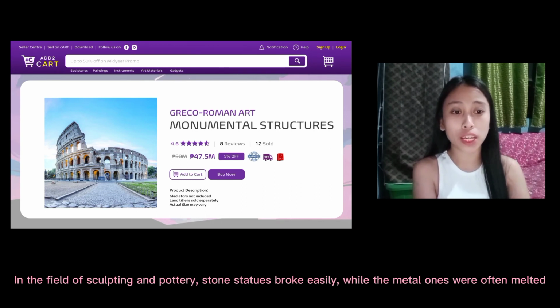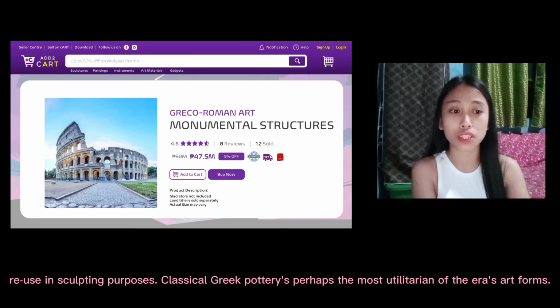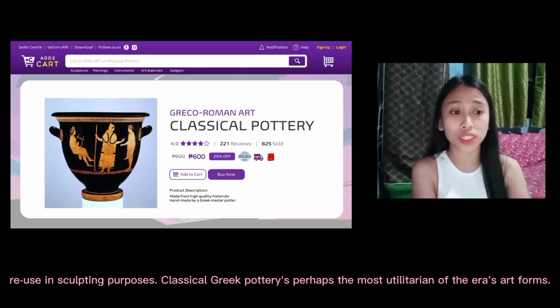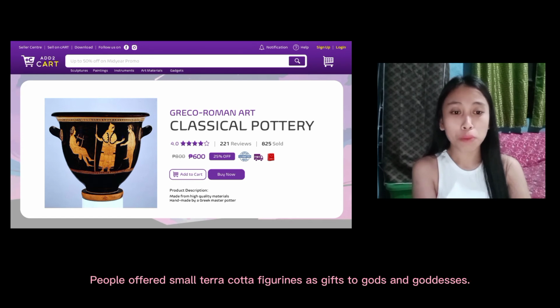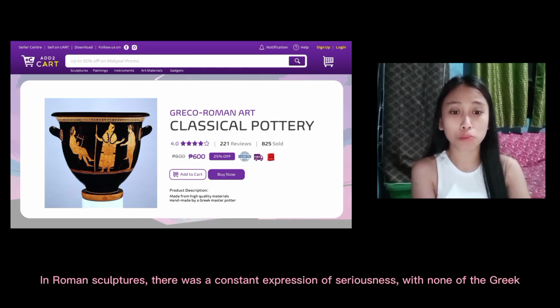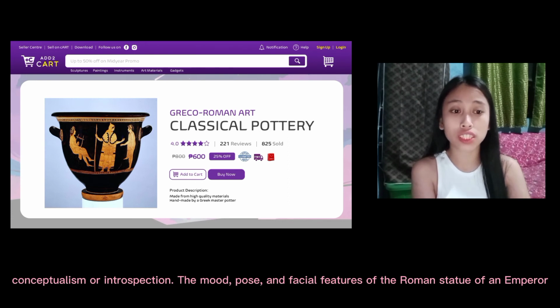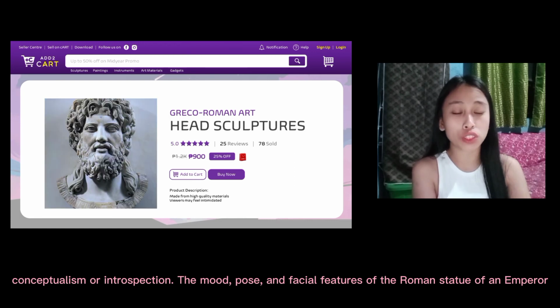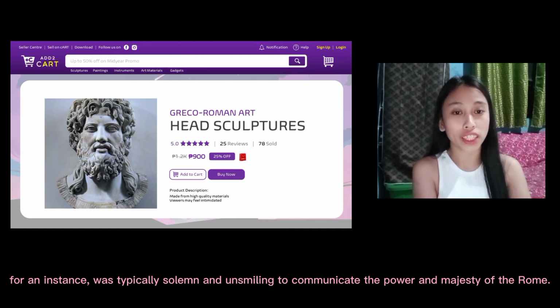In the field of sculpting and pottery, stone statues broke easily while the metal ones were often melted for reuse in sculpting purposes. Classical Greek pottery was perhaps the most utilitarian of the era's art form. People offered small terracotta figurines as gifts to gods and goddesses. In Roman sculptures, there was a constant expression of seriousness with none of the Greeks' conceptualism or introspection. The mood, pose, and facial features of the Roman statue of an emperor, for instance, was typically solemn and unsmiling to communicate the power and majesty of Rome.